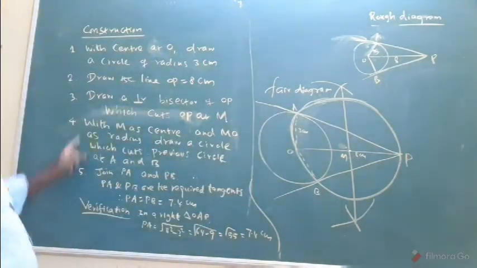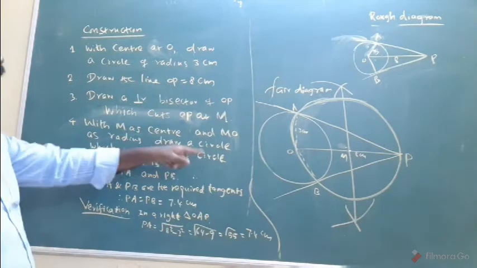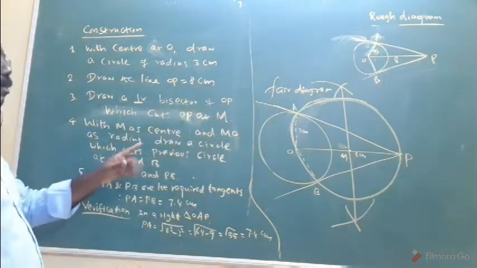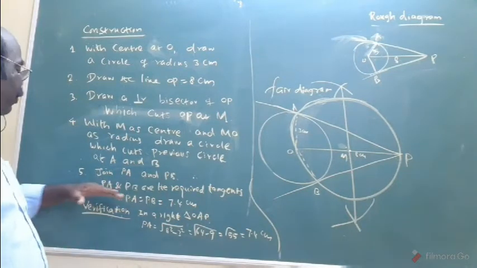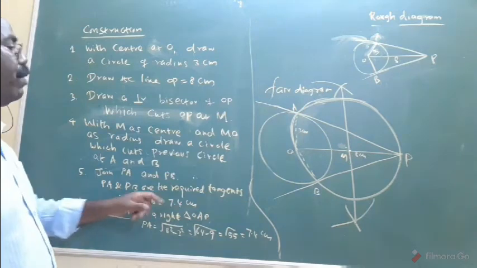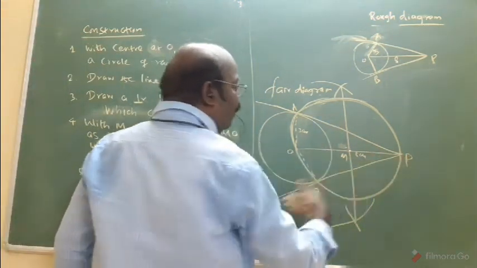Okay? With M as center and MO as radius, try a circle which cuts the previous circle at A and B. Join PA and PB. Therefore, PA and PB are the required tangents. PA equal to PB equal to 7.4. By using the long scale, measure the lengths PA and PB, which will always be equal.